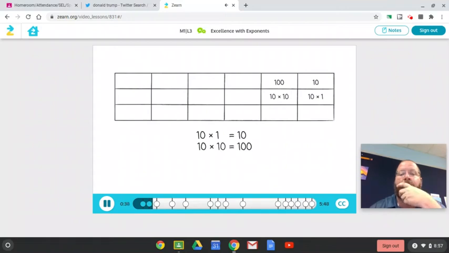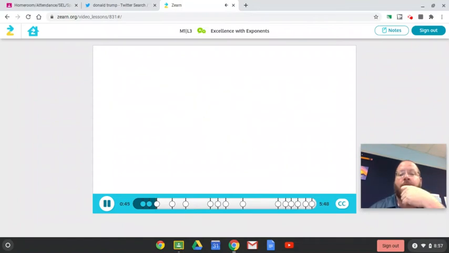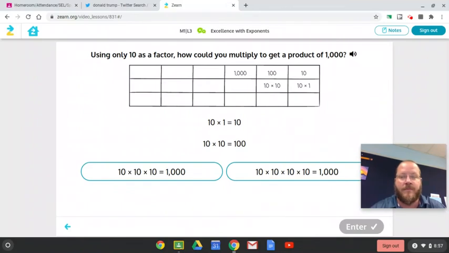This time, using only 10 as a factor, how could you multiply to get a product of 1,000? Okay, so I needed 3 zeros now, right? Well, 10 times 10 would be 100, then times 10 more. I would get 1 times 1 is going to be 1, times 1 is still going to be 1, and I need 3 zeros, and that would give me 1, 2, 3 zeros. See, this would give me 4 zeros. No good. This one.